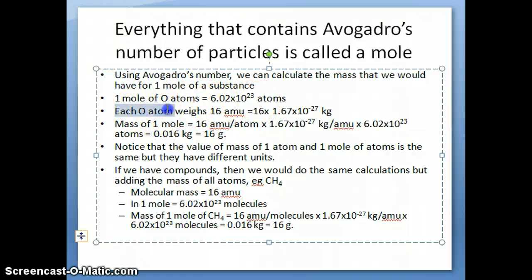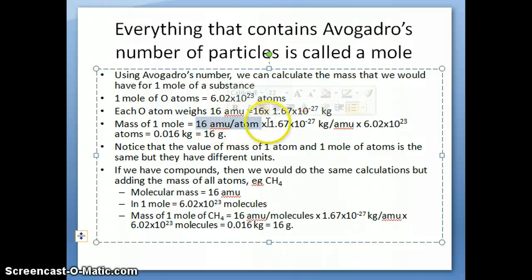We know that each oxygen atom weighs 16 AMU, right? You can find this out from the periodic table. And 16 AMU means it's 16 times the mass of a proton, which is this number. So the mass of an oxygen atom is just 16 times this number, which is a given number. I'm not going to calculate that because I'm going to write it out in a longer form at the bottom, the next line.